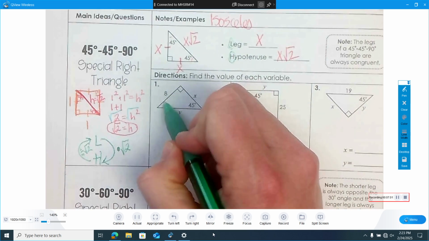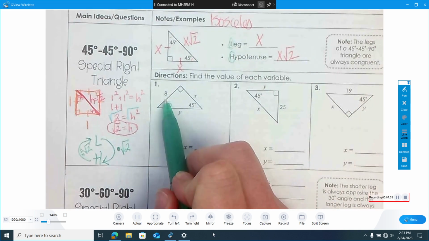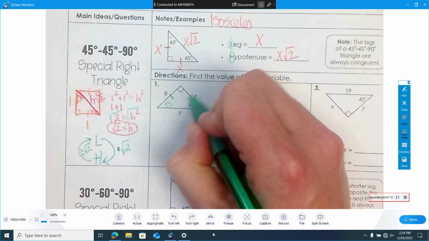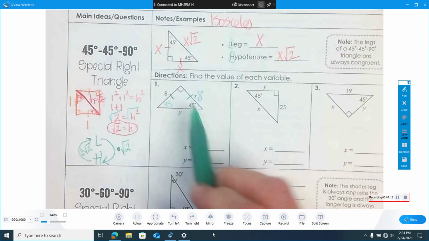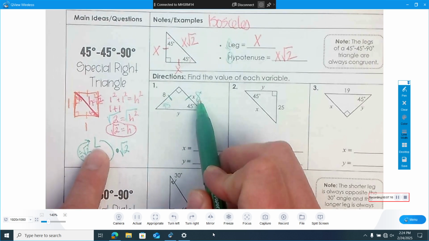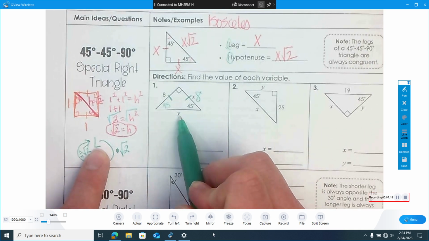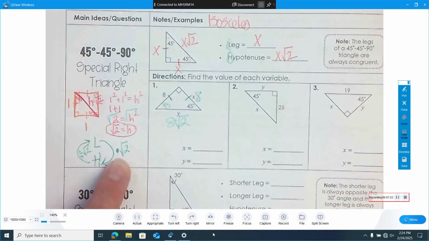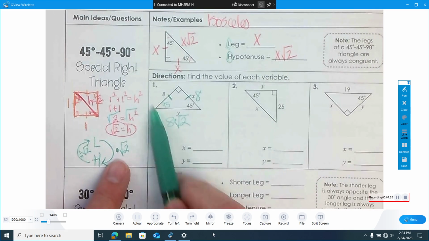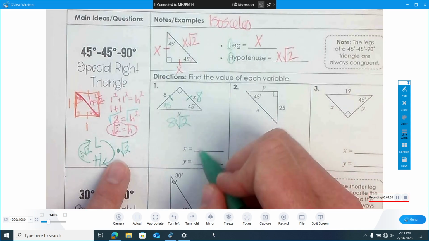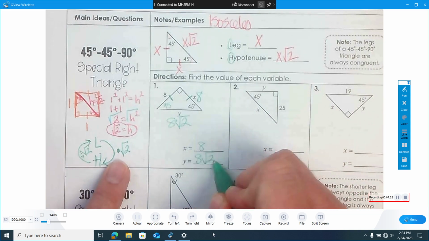We have a 45, 45, 90 triangle here, which means both legs have to be equal, which means x is 8. Okay, so we have an 8 and 8. So I have my leg length of 8. What do I have to do to get the hypotenuse? Yeah, just times that 8 by radical 2. I encourage you to just draw it right on the triangle. You don't need to fill in the things, but I will. 8 radical 2.